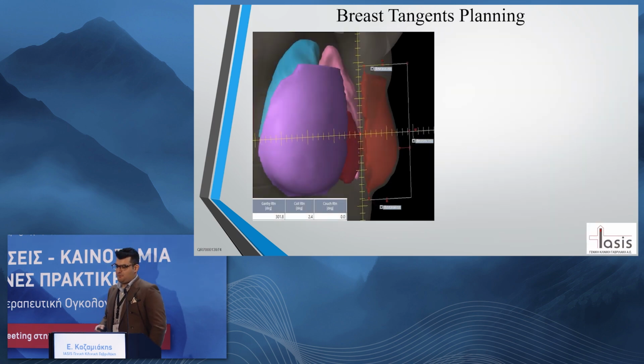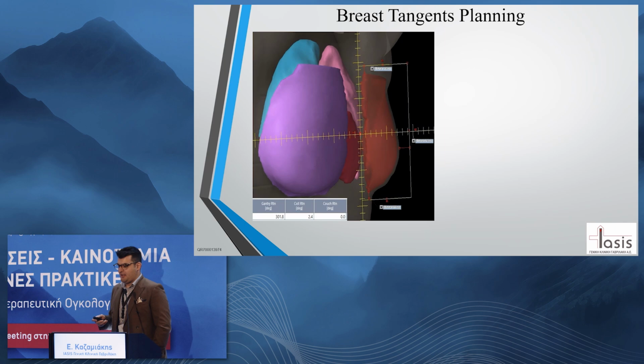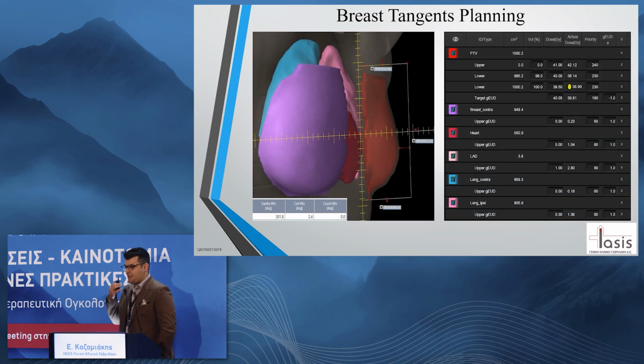Okay, this is how we are defining the fields. We're defining the fields to include the whole PTV with 2 centimeters of breathing space from the skin surface and 1 centimeter superiorly and inferiorly to account for the breathing motion, as I said, and potential anatomical change. This is what our first optimization looks like.